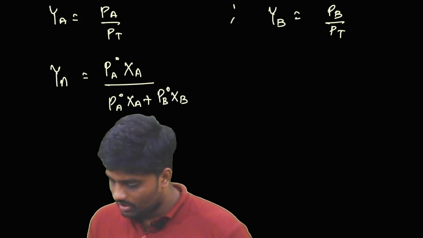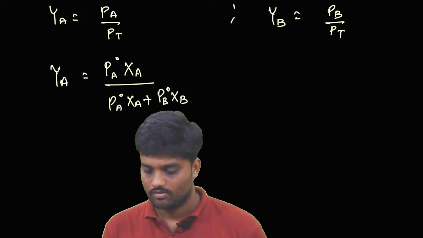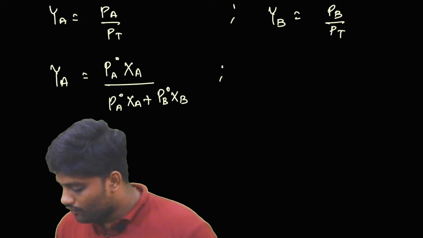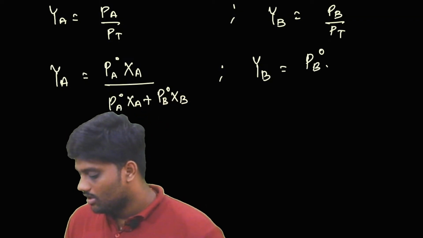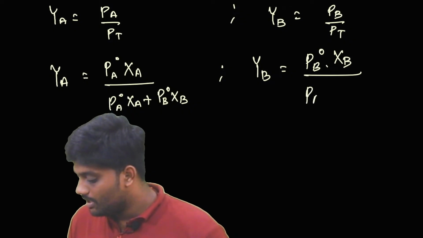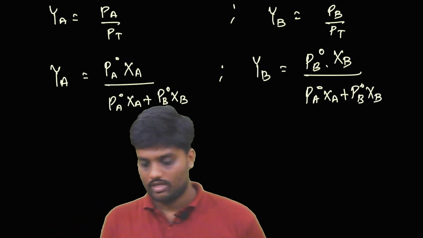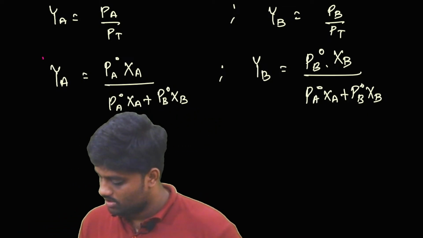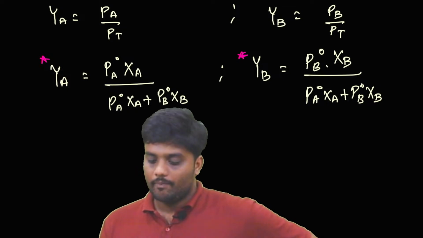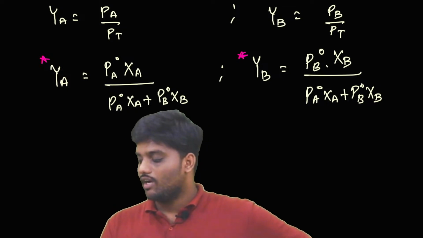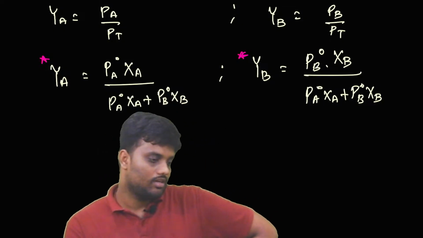If you apply, you will get the mole fraction in the vapor. Next, if you want YB, it is PB naught psi B divided by PA naught psi A plus PB naught psi B. If I wanted to calculate total pressure, it is equal to PA naught psi A plus PB naught psi B. Understood.